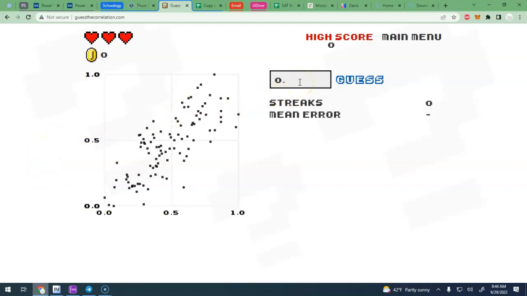So you're trying to guess. If it's on the AP test, the choices they give you will be pretty far apart. They're not going to say, here's a bunch of dots, is it 0.7 or 0.71? There's no way to eyeball that and tell. It'll be like, is it 0.7 or 0.2? So we're just trying to guess. So this, first of all, positive or negative?